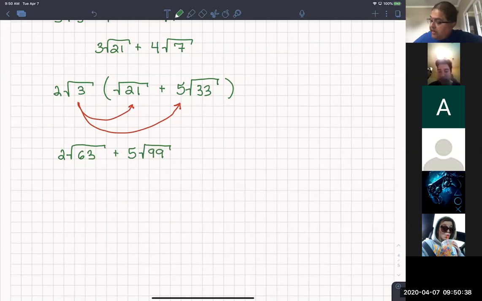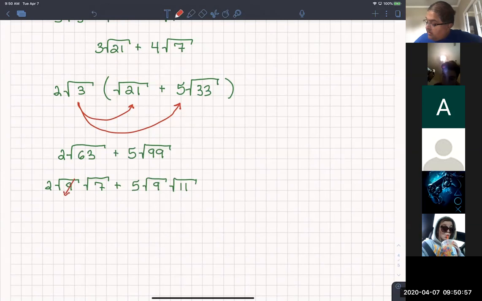Can I break down 63 into anything? Yeah, 9 and 7. Okay, what about 99? 9 and 11. Okay, so root 9 becomes 3. Then you multiply the outsides. Can I combine these? No. Right. Any questions?